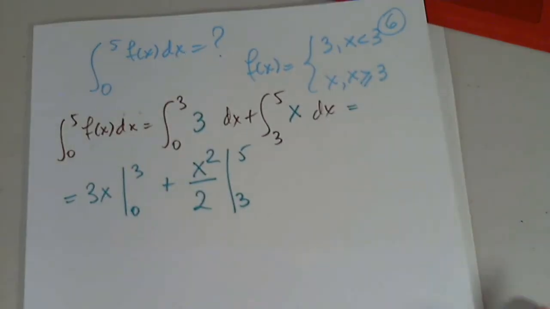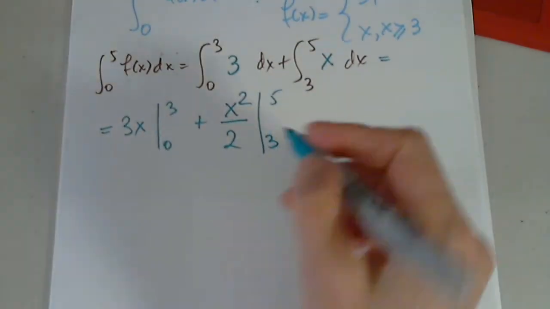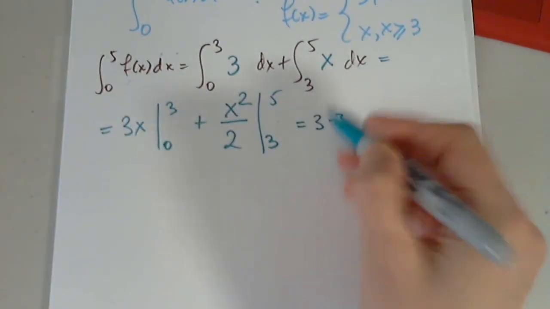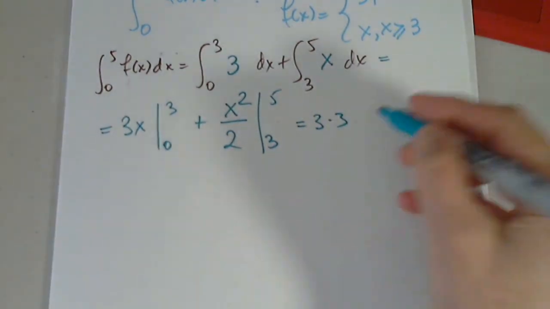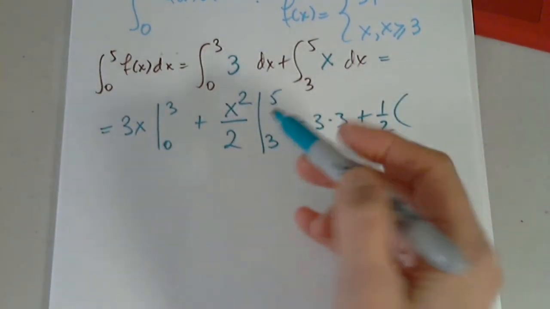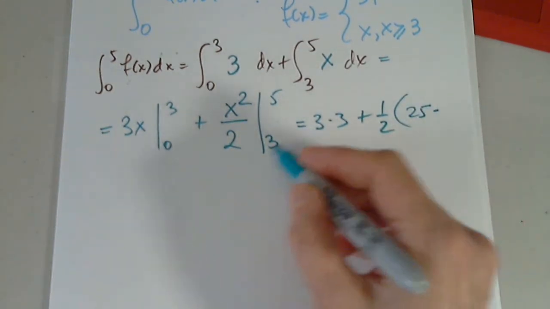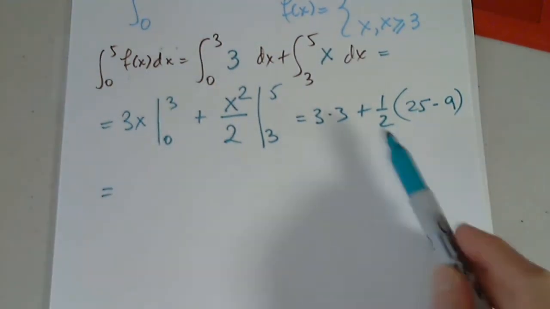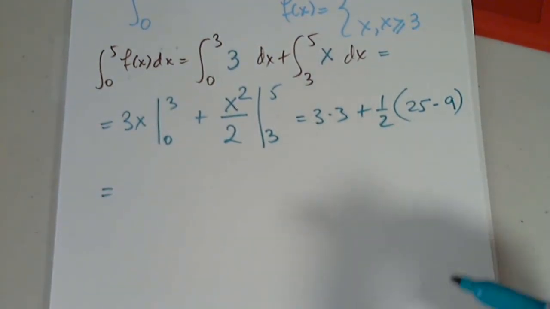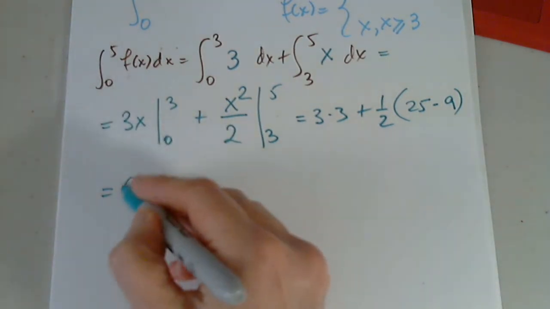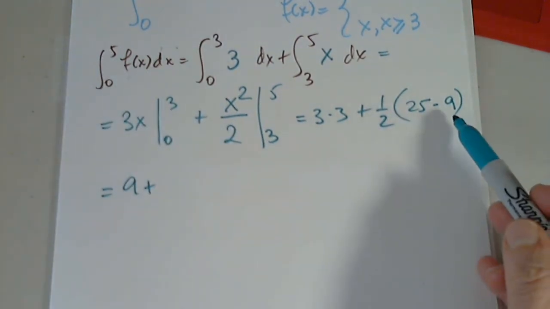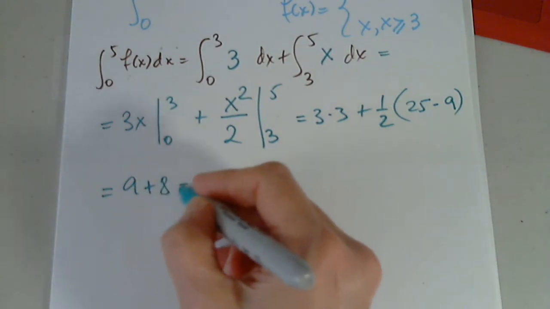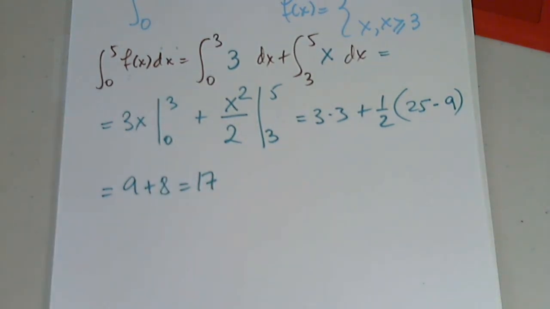Good. I always like integrals with one of the limits 0. So 3 times 3, because when I plug in 0, I get 0. Plus 1/2 outside. When I plug in 5, I get 25. When I plug in 3, I get 9. Always keep the constants outside. They will always simplify your life if you do that. So this is 9 plus 25 minus 9 is 16, divided by 2 is 8. The answer, 17. Any questions?